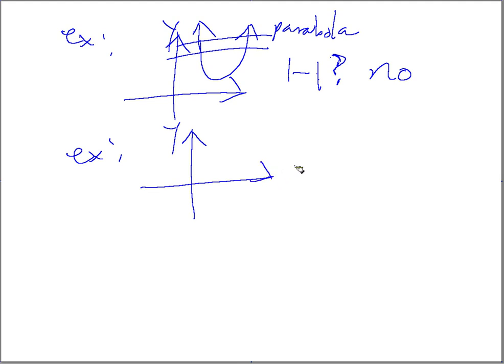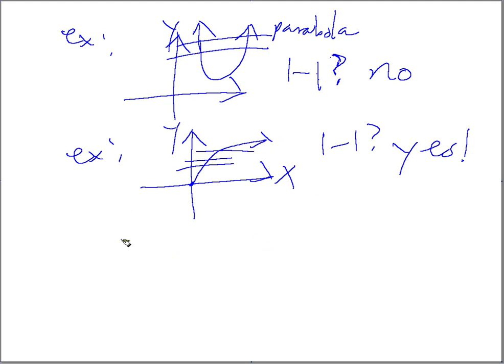Here's one we've seen in the past as well. It starts at the origin and goes something like this, right? This is the square root function, if you remember. And is this one-to-one? Well, if I draw horizontal lines, I do cut through the graph only once. So yes, this is a one-to-one function. So the square root of x is a one-to-one function.